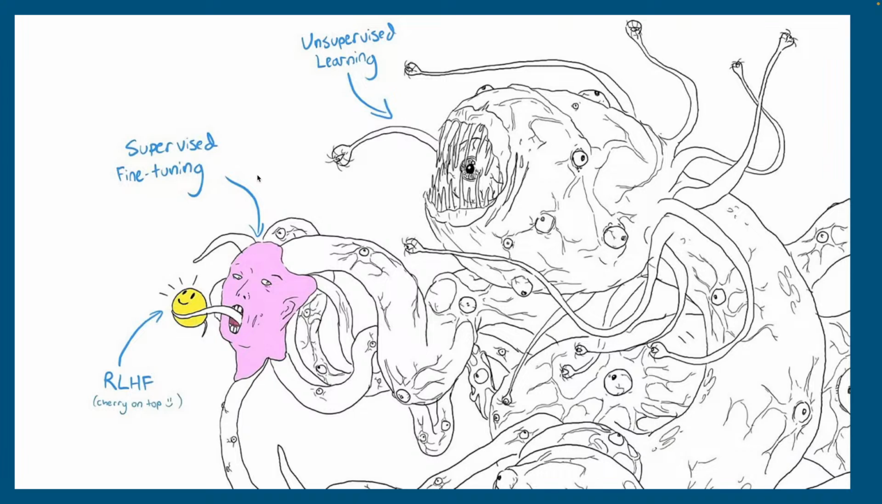And the next stage after supervised fine tuning is we basically get rid of a lot of those troll responses and other parts that we don't like. And it's a little bit nicer than the monster part, right? A little bit nicer than if we just use unsupervised learning. And then the final cherry on top is reinforcement learning from human feedback.